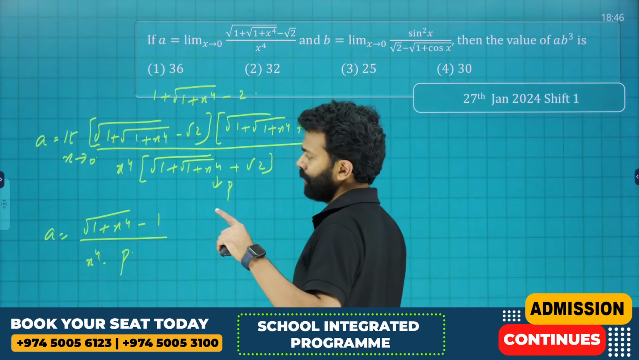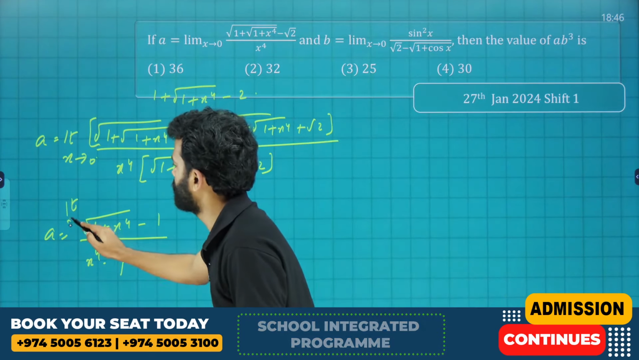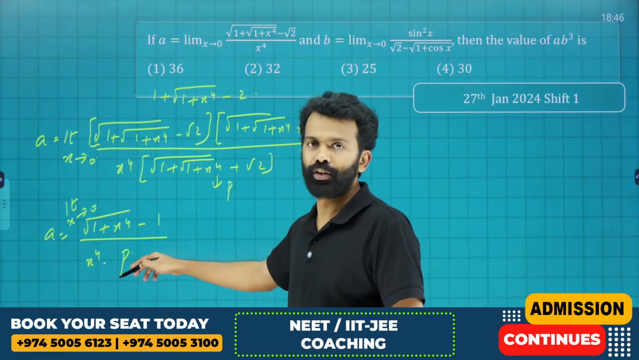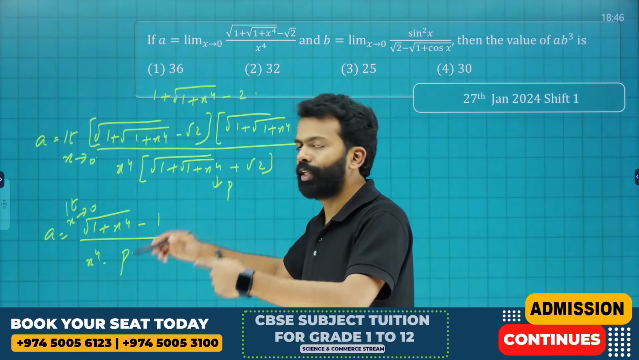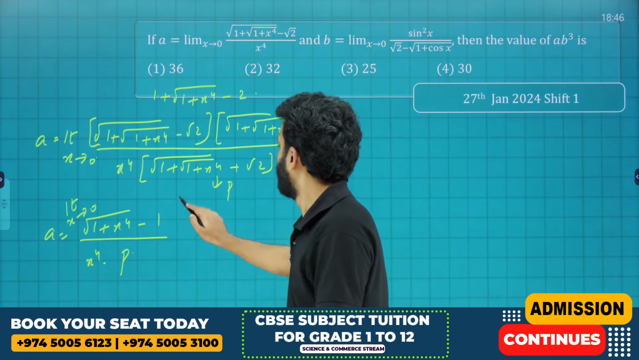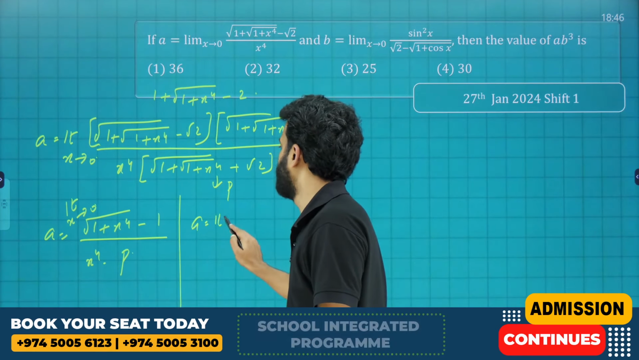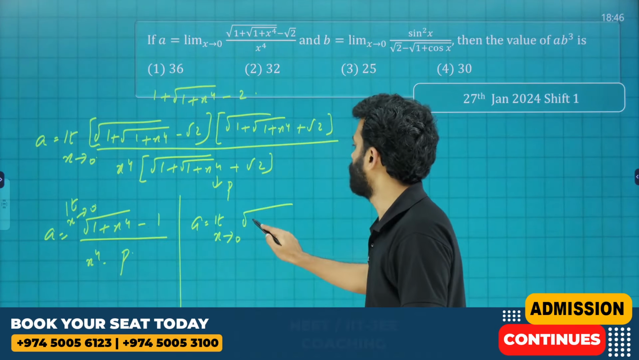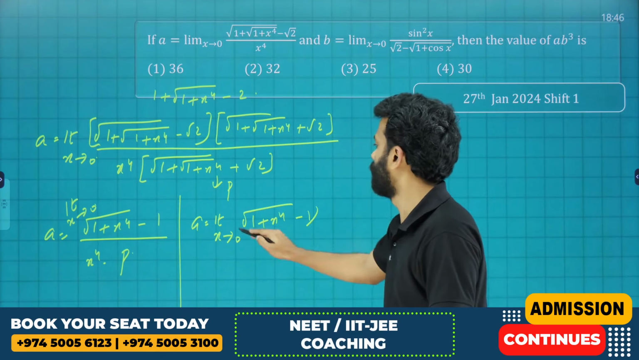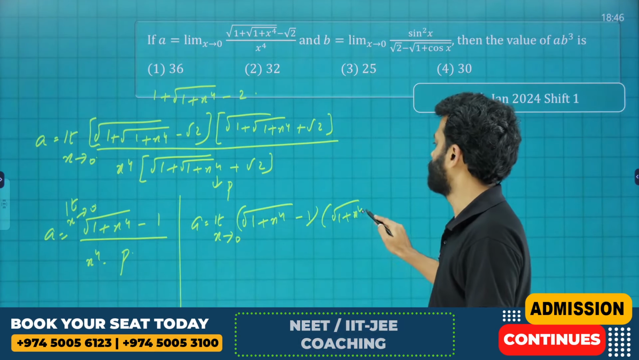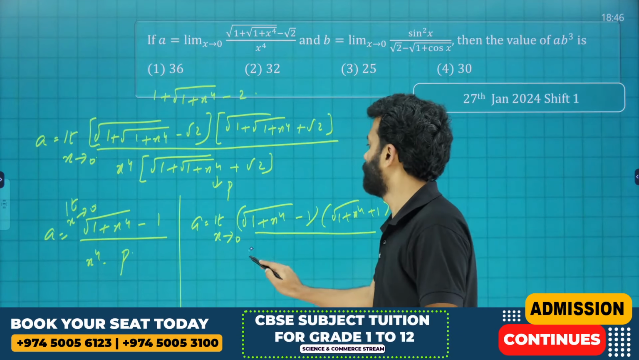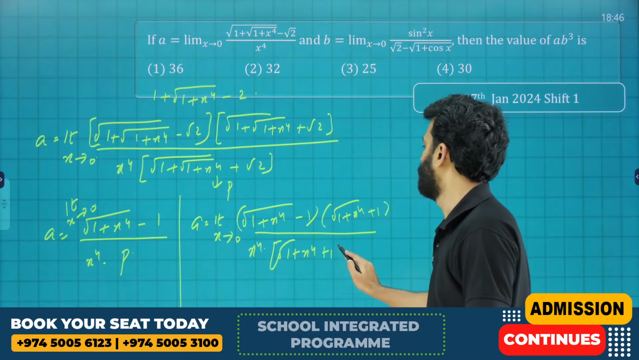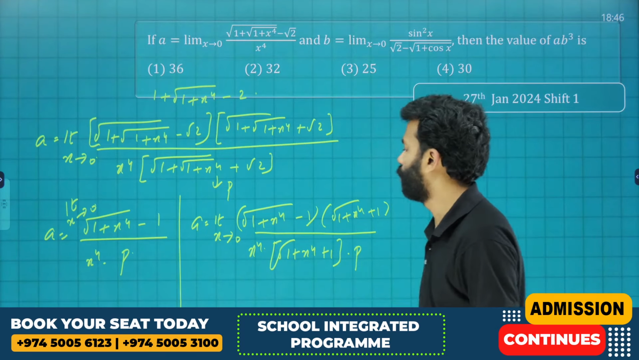A is equal to the limit as x tends to 0. Even after applying the limit now, it's still in 0 by 0 form, that is indeterminate form. Therefore, we need to rationalize it further. The conjugate of this one is root of 1 plus x raised to 4 plus 1, so A is the limit as x tends to 0 of (root of 1 plus x raised to 4 minus 1) into (root of 1 plus x raised to 4 plus 1), divided by x raised to 4 into (root of 1 plus x raised to 4 plus 1), into P. Hope you got the idea here.